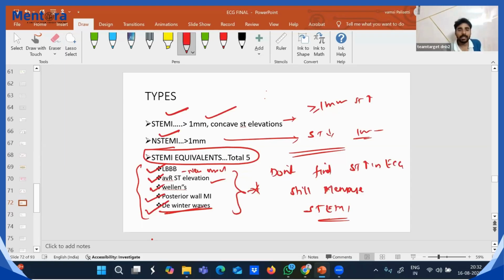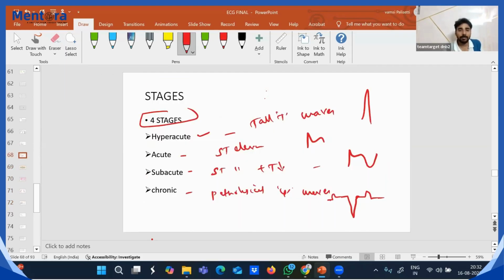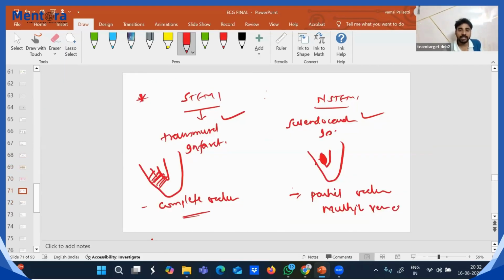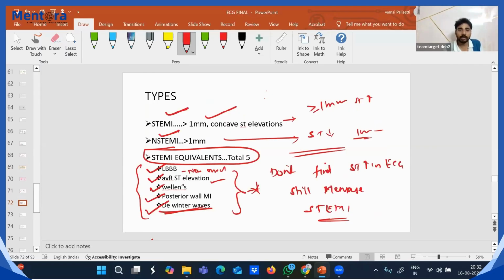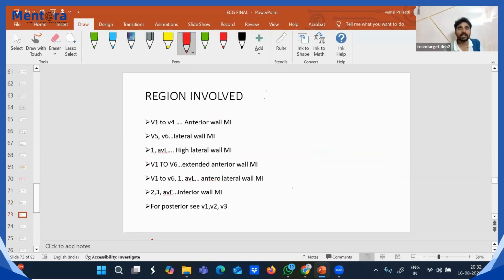After identifying the different stages of MI, you have to identify what type of MI: ST elevation, non-ST elevation or STEMI equivalent. Then you have to identify the region involved. V1 to V4 is anterior MI. If only V5, V6, it is lateral MI. Lead 1 and aVL is high lateral MI, very important. V1 to V6 is called extended anterior MI. V1 to V6 with 1 and aVL is called anterolateral MI, and 2, 3, aVF is inferior MI. There are no issues, I think.